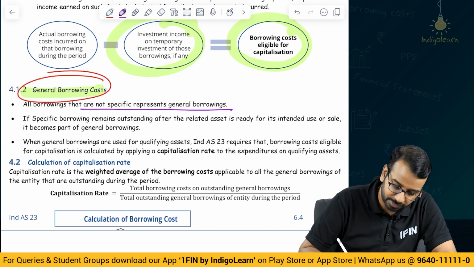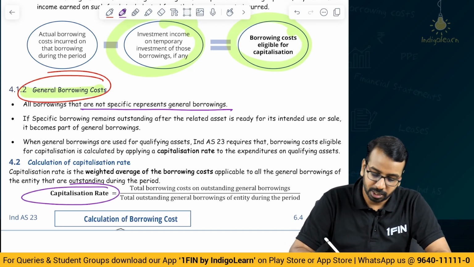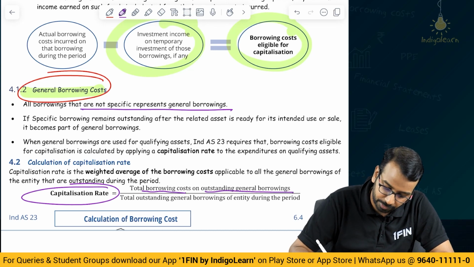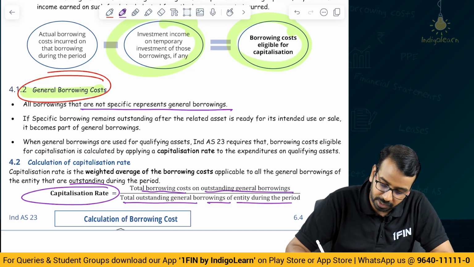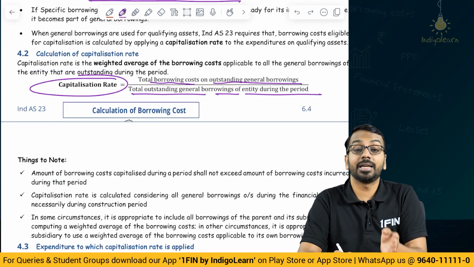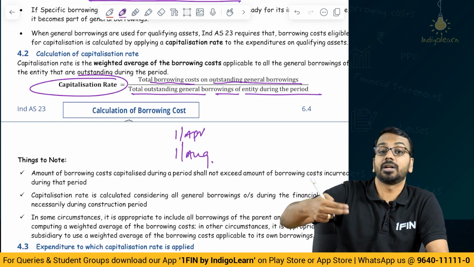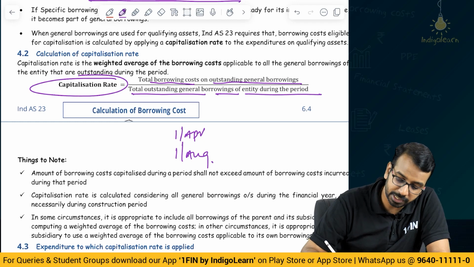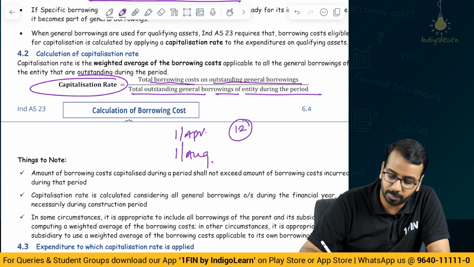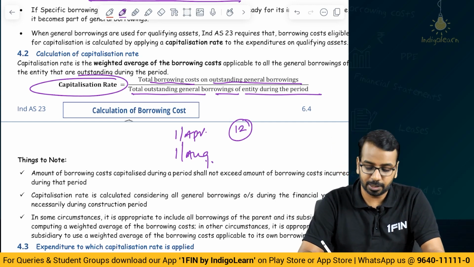Now for the general borrowing cost, we calculate something called the capitalization rate. Now how do we calculate the capitalization rate? You take the total borrowing cost on the general borrowings divided by the total outstanding general borrowings of the entity during the period. This will give you the capitalization rate. Now sometimes they may give you borrowings on different dates. So you borrowed something on, let us say, 1st of April. Then some other borrowings happen on 1st of August. Like this, you can have general borrowings on different dates, right? Now in that case, what you will do is, from 1st of April, how many months outstanding? 12 months outstanding. Then from 1st of August, how many months outstanding? August, September, October, November, December, January, February, March, 8 months outstanding.